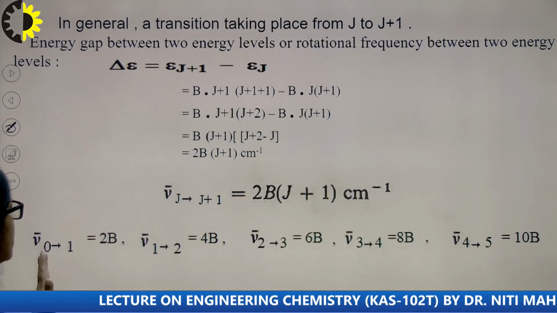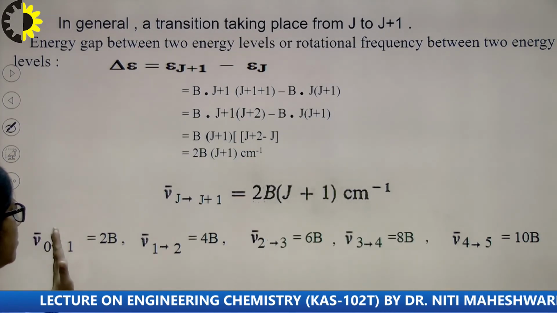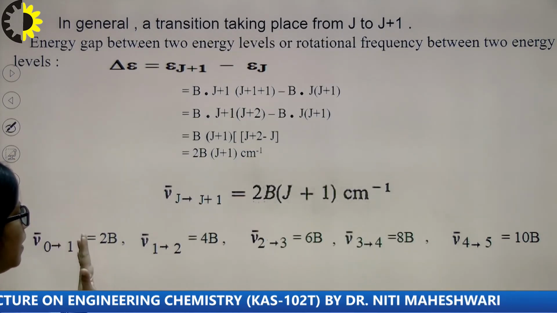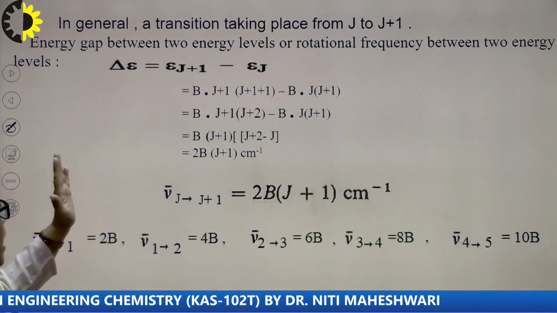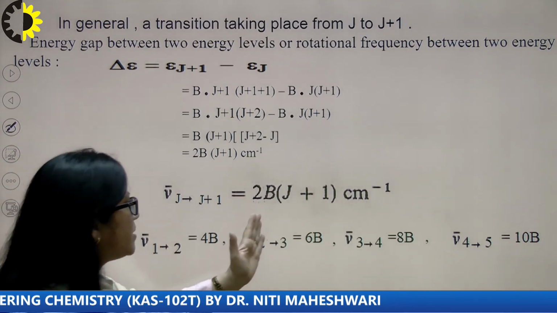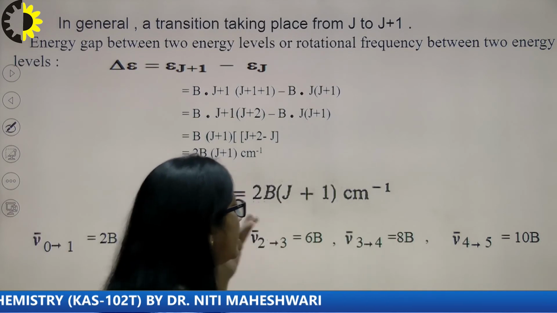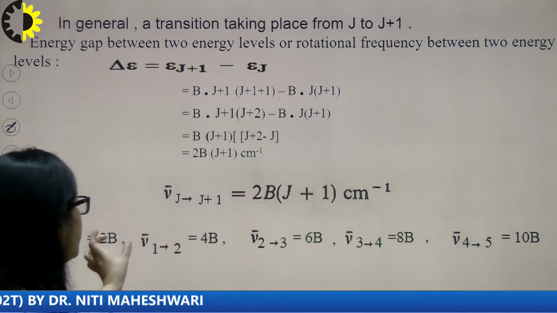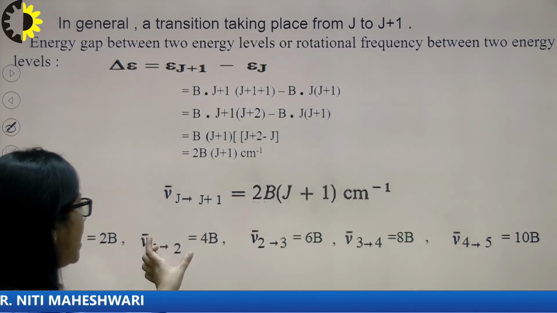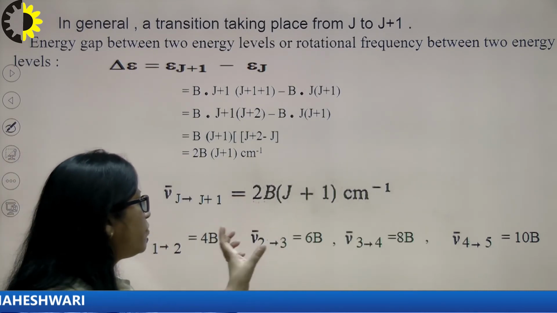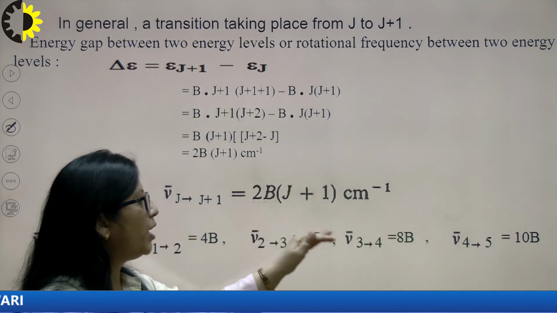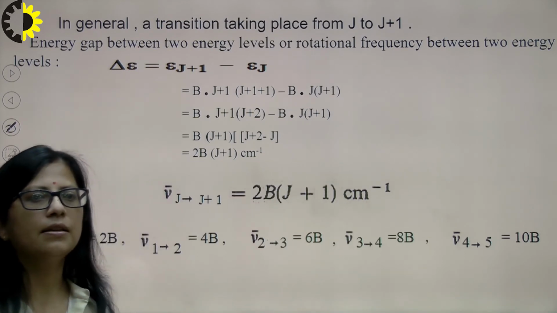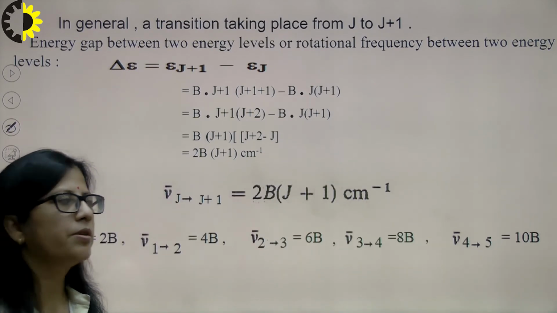So, here you can see that on changing from one rotational level to the next higher level, we are getting the energy difference as 2B, 4B, 6B, 8B, 10B. A difference of 2B is observed. 2B, then 4B minus 2B, again it will be 2B, again 6B minus 4B will be 2B. So, we are going to get these different energy gaps.